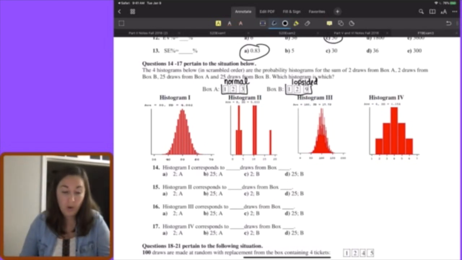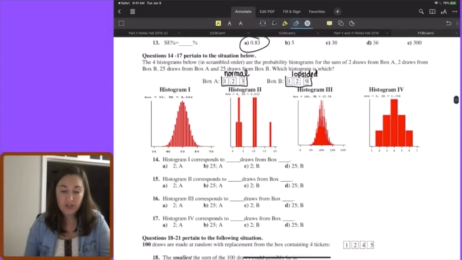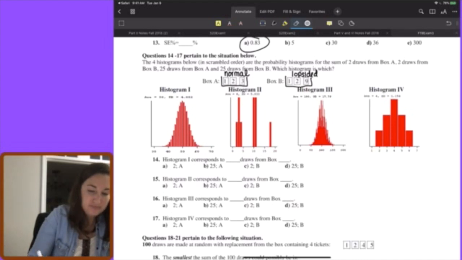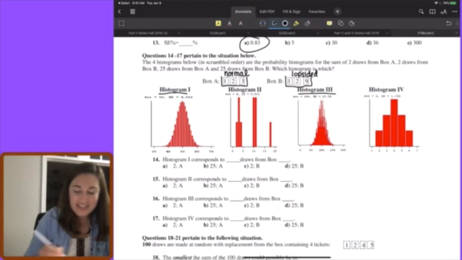And we want to go ahead and match these up. So what I would do first is figure out the number of draws. The more bars, the more draws, right? So histograms 1 and 3 definitely have the most bars, right? So these are going to be 25 draws for sure.